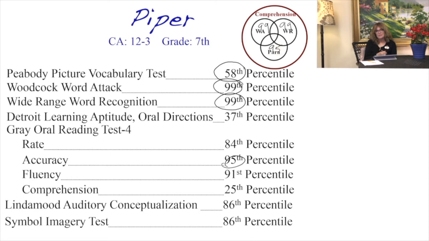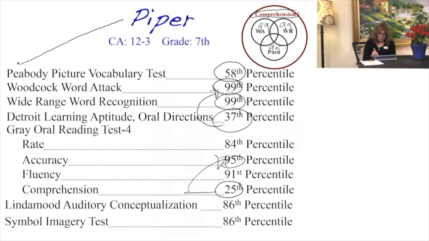If we think of Piper back to kindergarten, first, second, third, fourth, fifth grade, she has had some weakness in comprehension. I think that's what we're going to see here. This is following directions. Look at how much lower her ability to follow directions is than her word attack and her word recognition skills. But the real shocker for you should be that she's at the 25th percentile in comprehension compared to the 95th percentile in being able to read words. Her phonological awareness and her symbol imagery are all good.